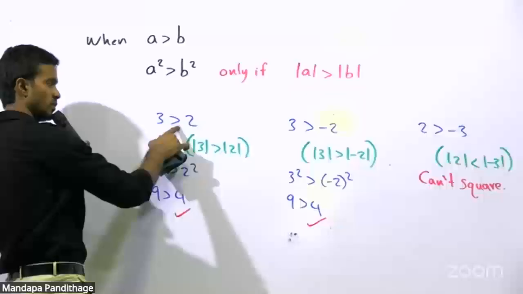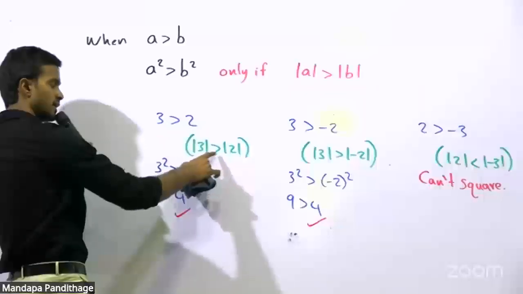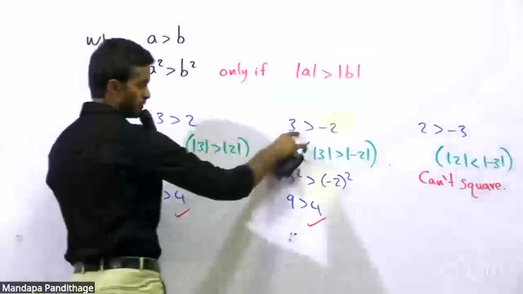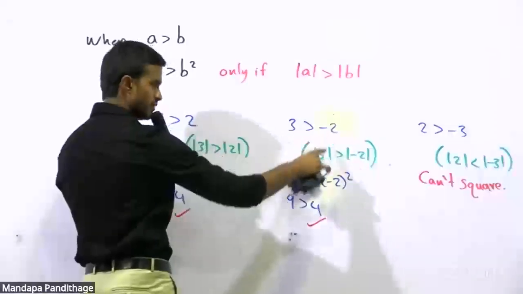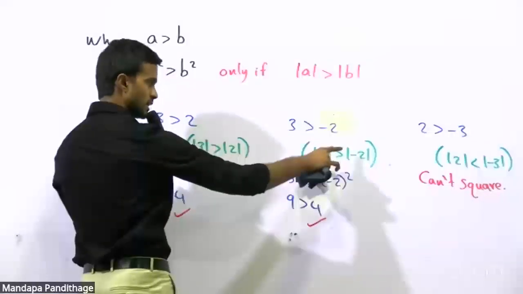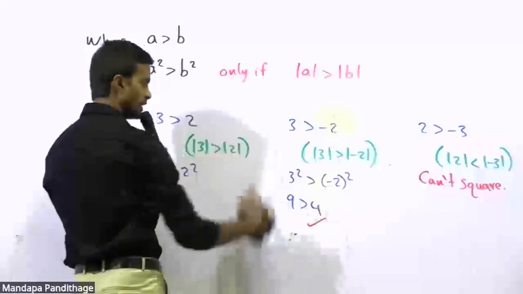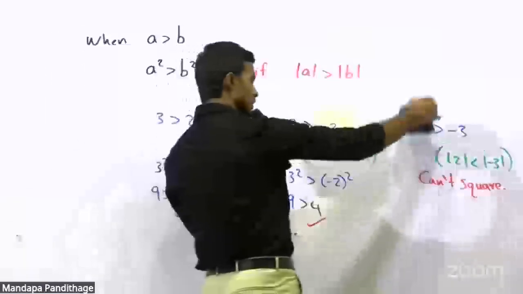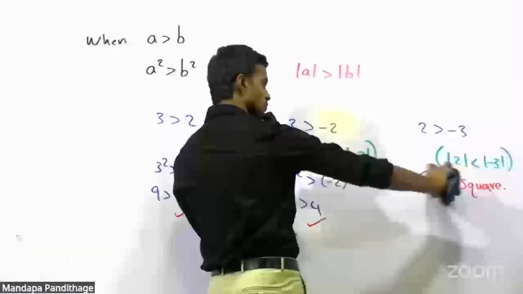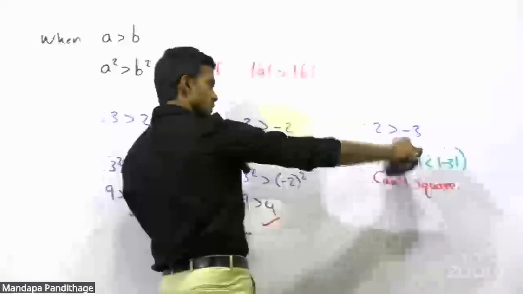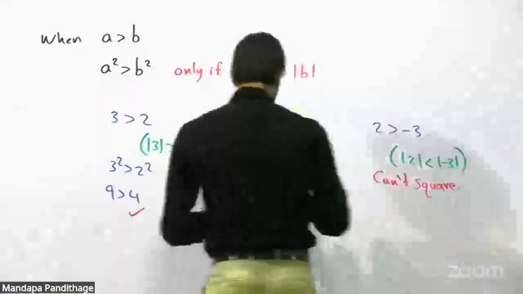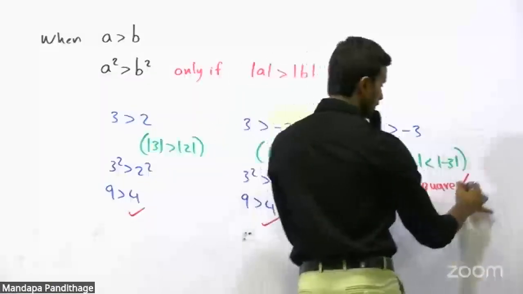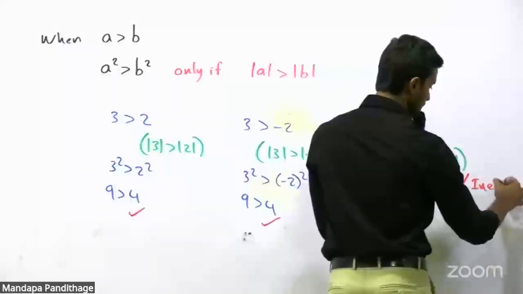3 is greater than 2. Modulus 3 is greater than modulus 2, so you can square it. You are getting a correct answer. 3 is greater than minus 2. Modulus 3 is greater than modulus minus 2, so you can square them. You are ending up with the correct answer. But here, modulus 2 is not greater than modulus 3, which means you can't square. Even when you square, you are ending up with the wrong answer. So here you can write both: can't square, or inequality changes while squaring.